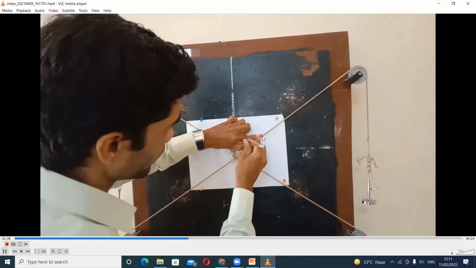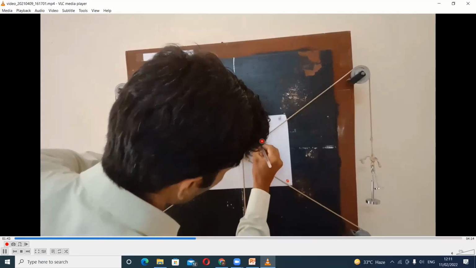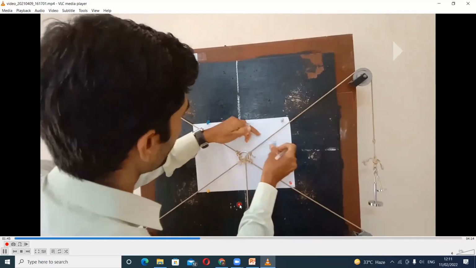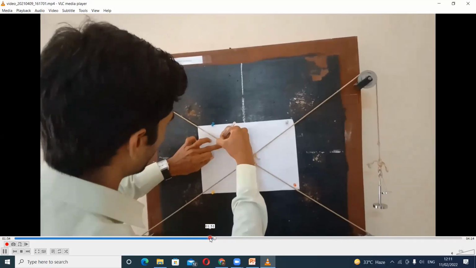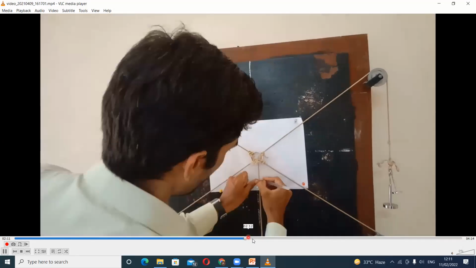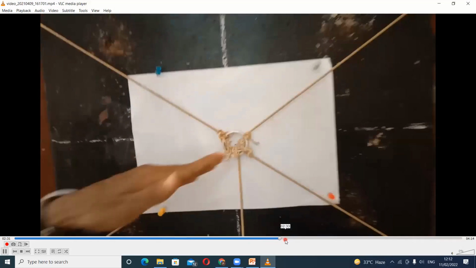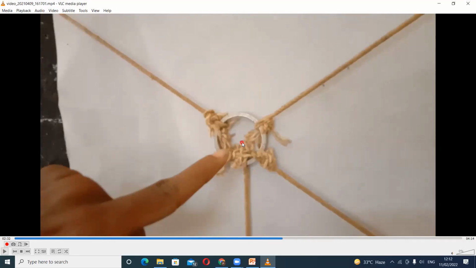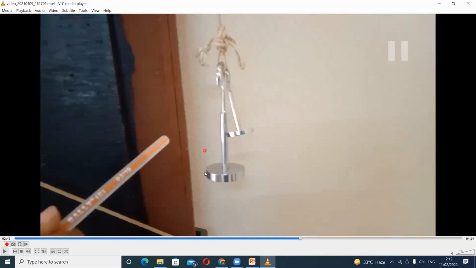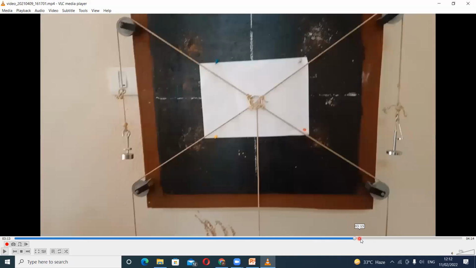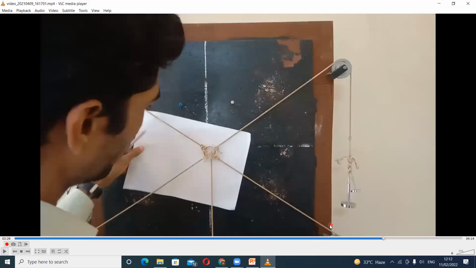So you can use the mirror and you can mark 2 points by observing the mirror image. So mark the points for all the forces F1 to F5. And then mark this point of concurrency. So you have to just extend this line. Okay, so you will get the intersection. Then you have to note down the weight connected. Okay, so all the weights, they are taken in the gram only. And then remove the paper.